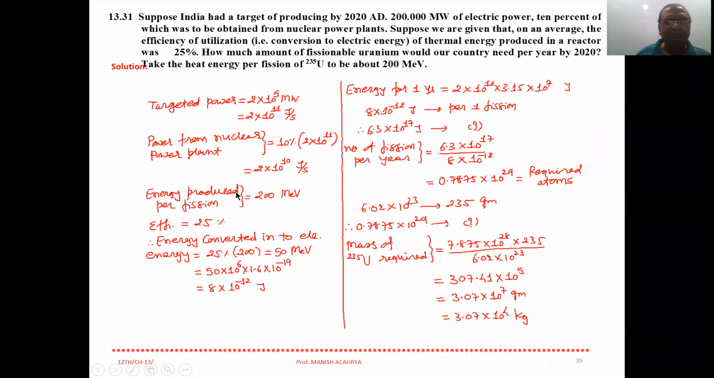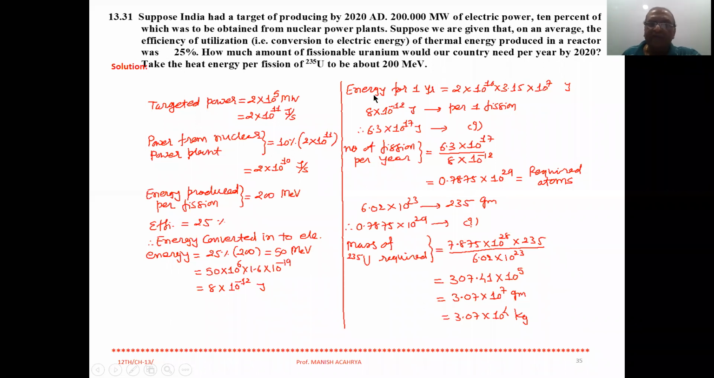Now the energy produced per fission is 200 MeV, and the efficiency given to you is 25%. It implies that 25% of 200 MeV energy is converted into electrical energy. So the energy converted into electrical energy per fission is 25% of 200, that is 50 MeV. That is 50 into 10 raised to 6 into 1.6 into 10 raised to minus 19, that is 8 into 10 raised to minus 12 joule.